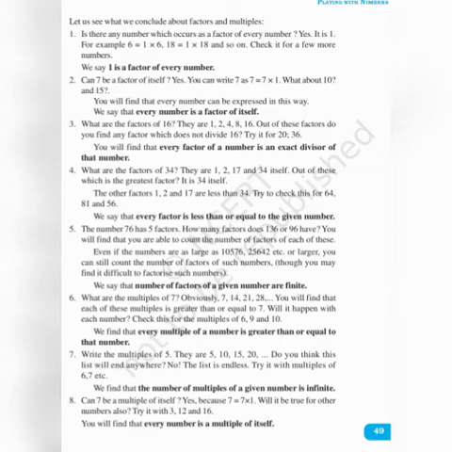Next, 8th point, every number is a multiple of itself. Were you able to understand these 8 points? These are the 8 points. You should keep them in your mind while doing factors and multiples. Okay, children?